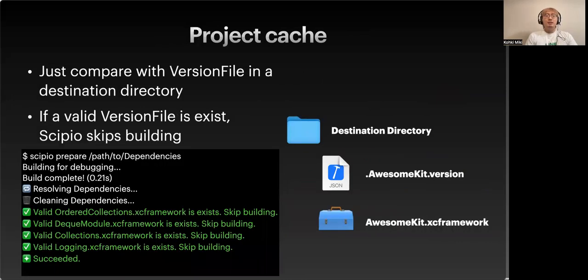Scipio supports 3 levels of caching. First, the project cache is the simplest. This strategy simply stores version files at the framework output destination. Then, if existing frameworks are valid, it skips building. This is convenient, but only the last build files can be reused.